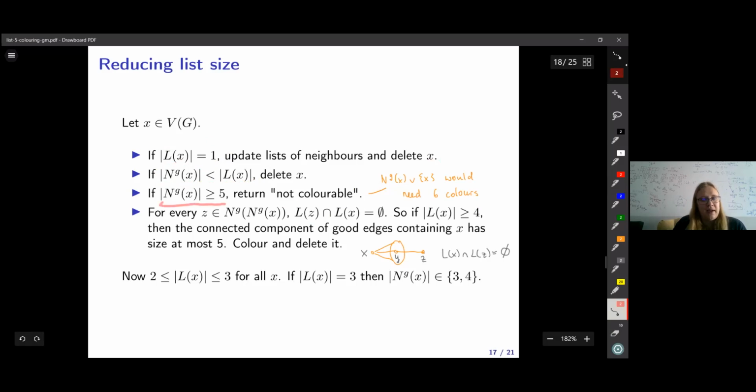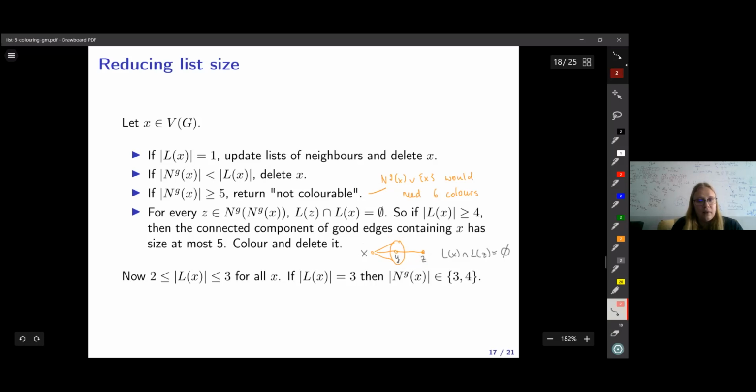If a vertex has at least 5 neighbors, I can say not colorable, because then X plus its good neighbors all receive different colors. But if I'm 5 coloring, I should not have 6 vertices that all receive different colors. And finally, if I'm looking at second neighbors in the graph of good edges, then I know that the lists of the second neighbors are disjoint from X. So if I'm looking at X, here are the good neighbors, and here's a good second neighbor.